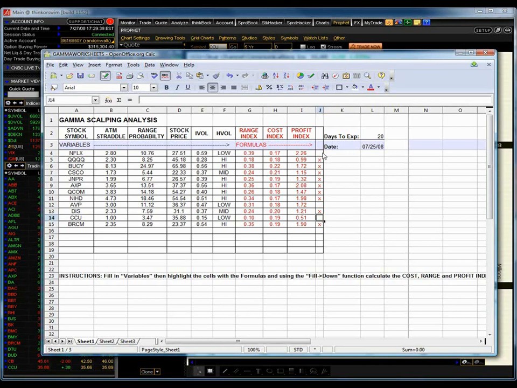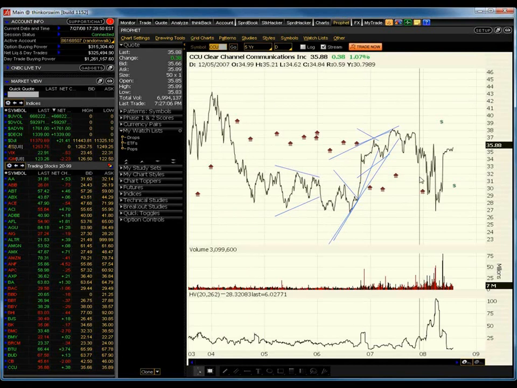So now we've got three potential issues here: Netflix, Avon Products, and Clear Channel Communications. Now, as I noticed on this chart, Clear Channel Communications actually seems to move around quite a bit.